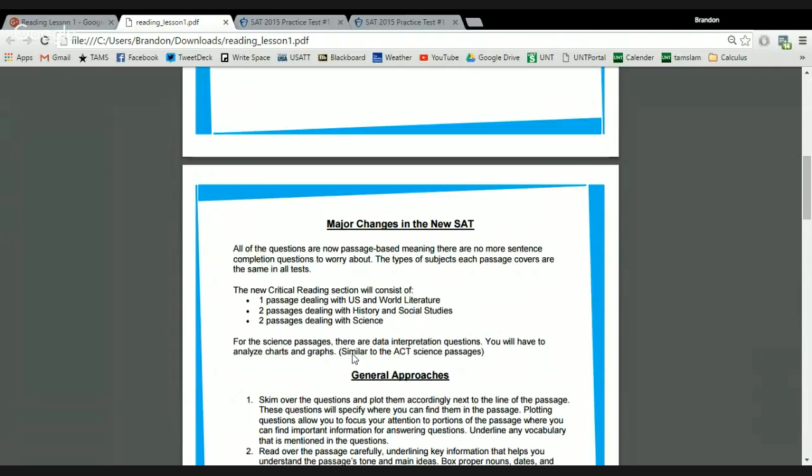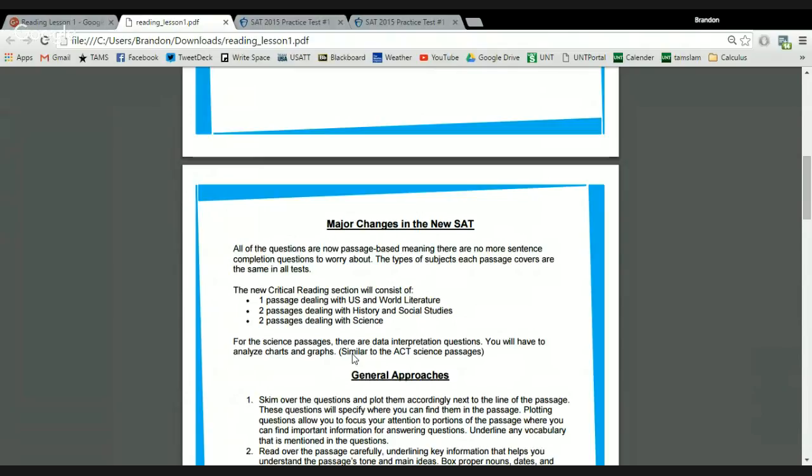The type of subjects each passage covers are now the same in all tests. So the new critical reading section will consist of one passage dealing with U.S. and world history, two passages dealing with history and social studies, and two passages dealing with science.